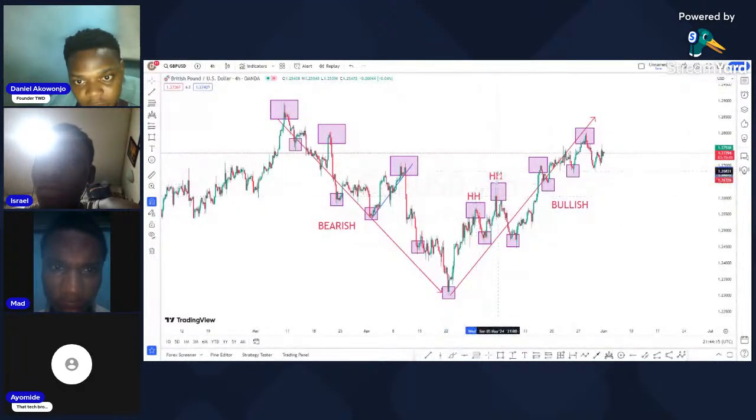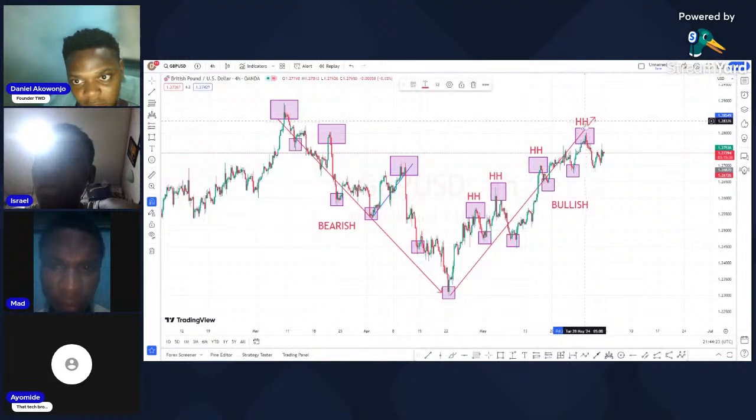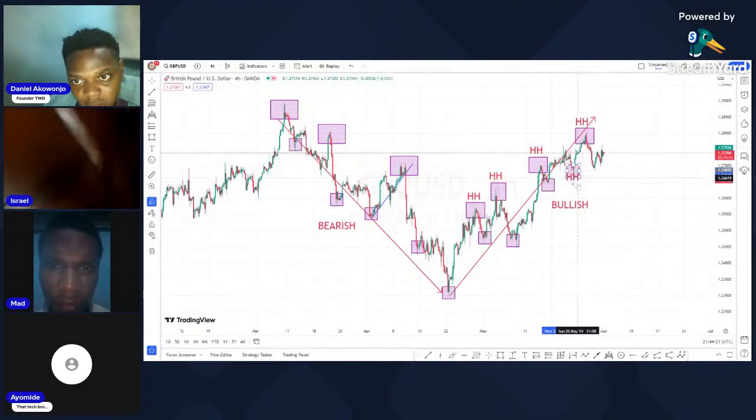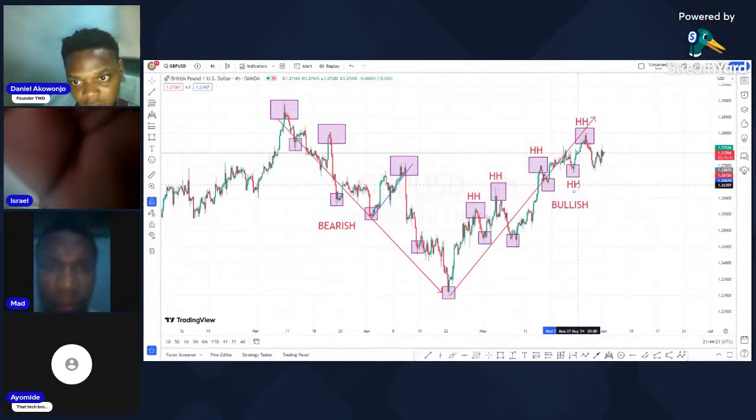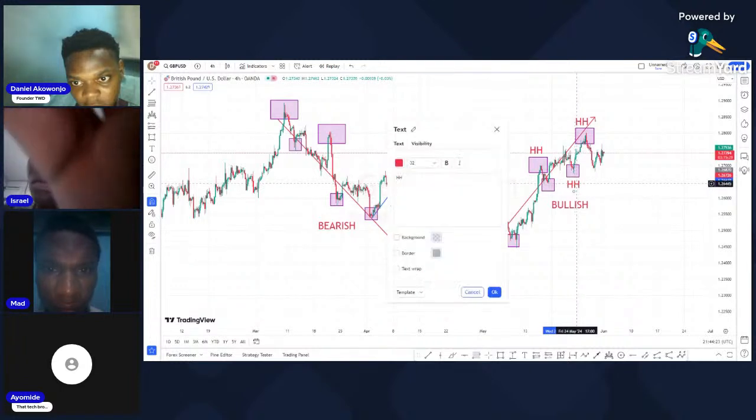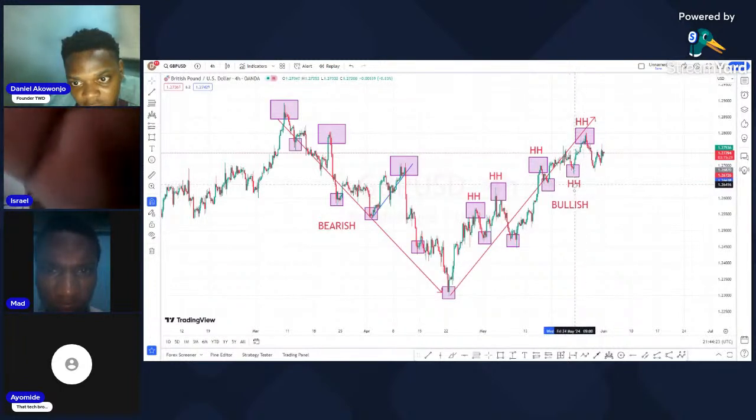Okay, let me test it. So my double H signifies higher highs. Okay. So now the next one I'm going to take is the HL, higher lows.